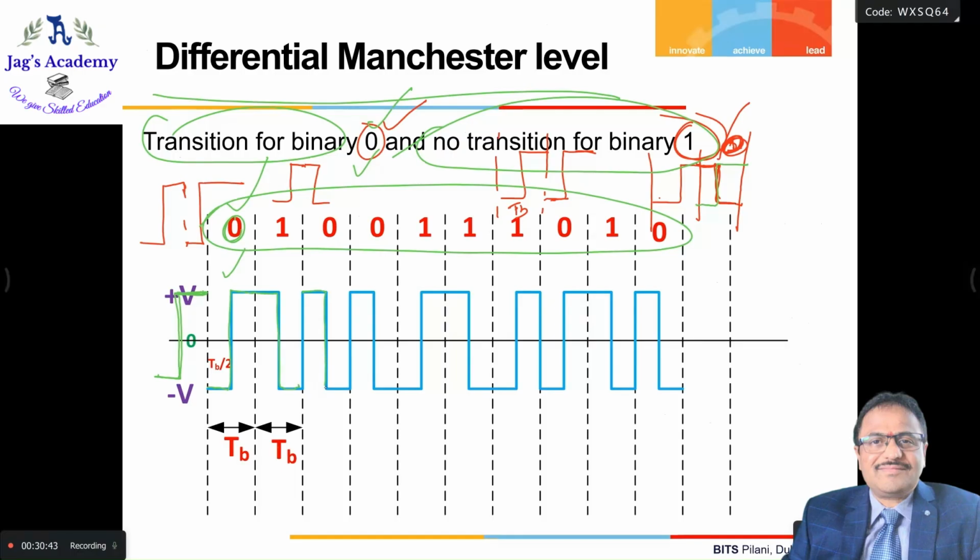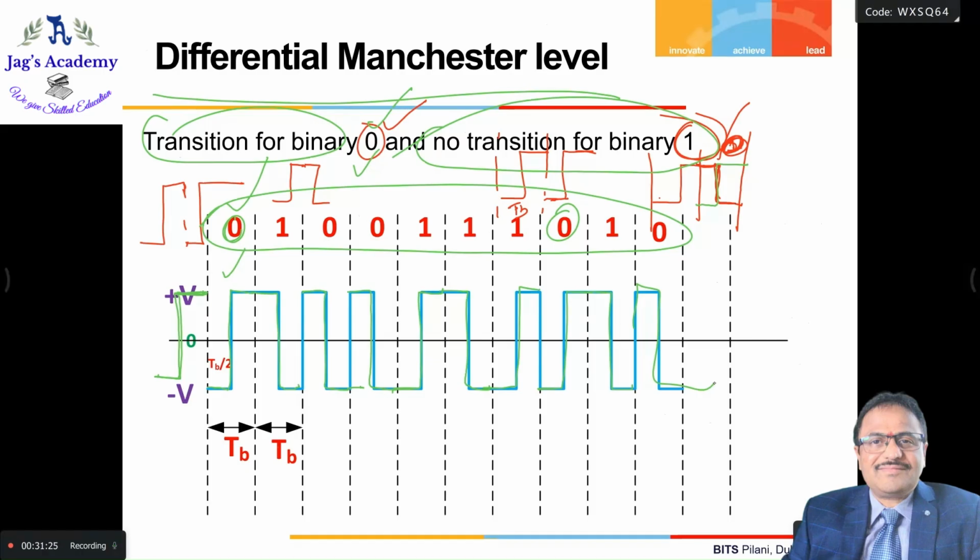Now the next bit is also 0. Does it continue from here? No, 0 means there's a transition. Now 1: no, it has to continue from the same level. Next is 1, which means no transition, continue. Once again 1, no transition. 0, there is a transition; it should start from here. Now 1, no transition. 0, there is a transition like this.